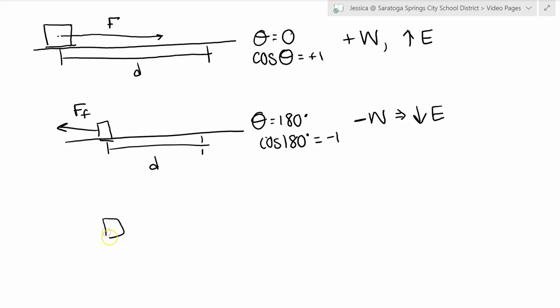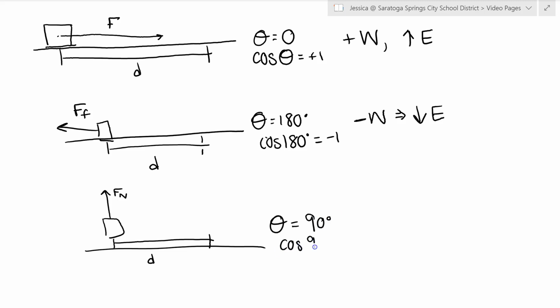Now, let's say we have an object being lifted while also moving horizontally, or a force being applied vertically while also being moved horizontally. So for example, this might be the normal force. Here, the angle between the normal force and the distance is 90 degrees, and the cosine of 90 is 0. So that means the work being done by the normal force is 0 joules. And let's say that this first one was an applied force.